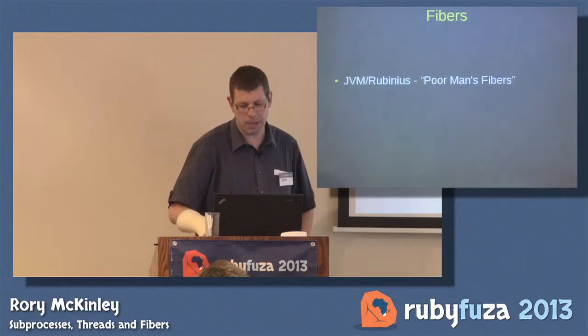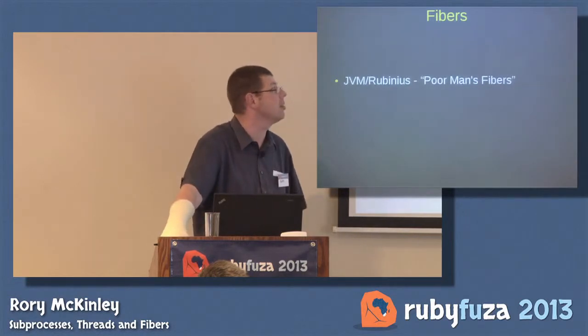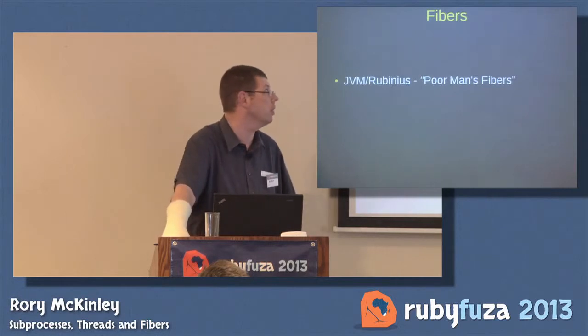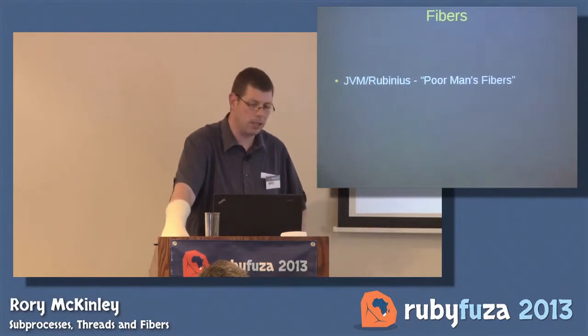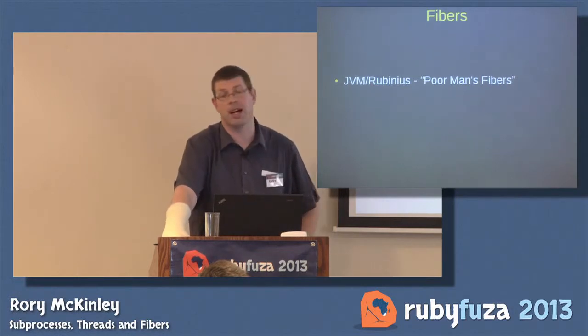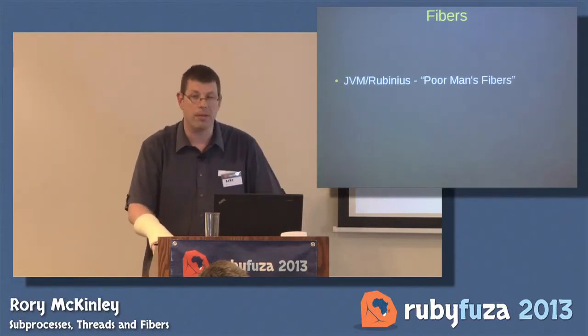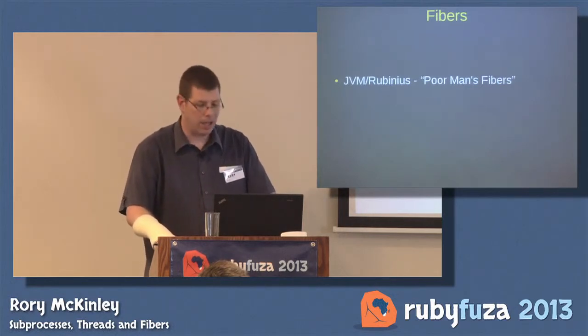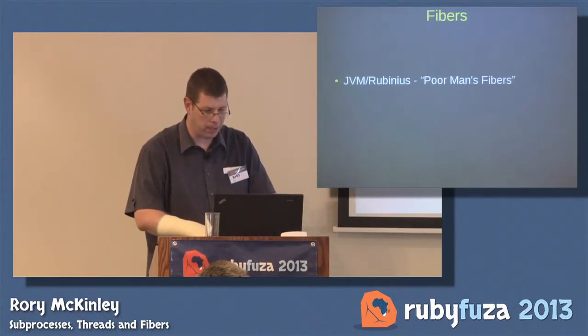Fibers are pretty awesome in C-based Ruby. In JVM and Rubinius, they're referred to as poor man's fibers because performance isn't quite up to the level of C-based Rubies. Generally, one of the arguments of the proponents of fibers is that fibers are a lot faster than threads because there's no context switching involved. Yeah, I haven't seen an example to prove or disprove that.